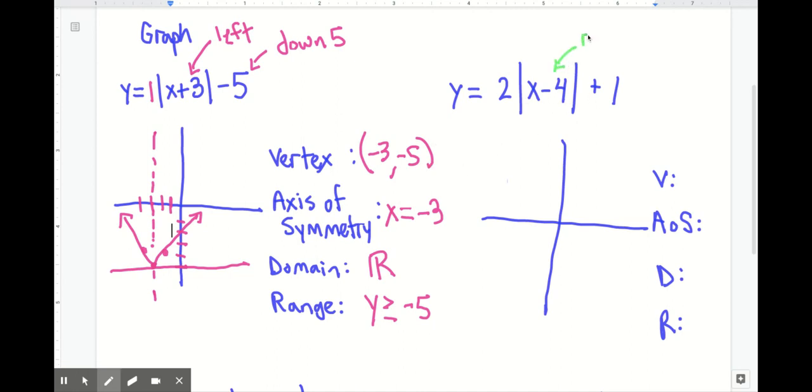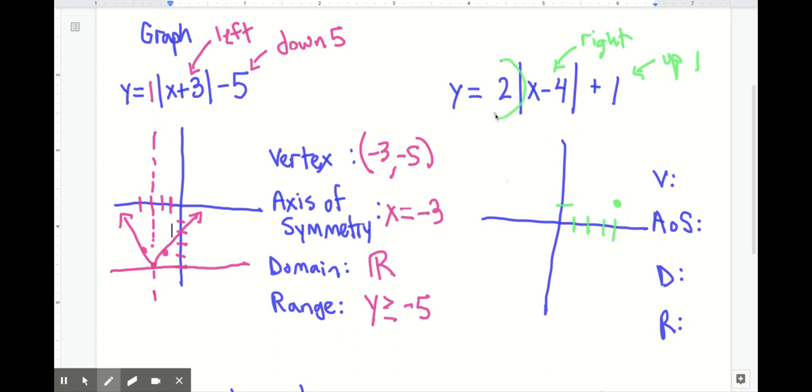This is going to go right 4, and it's going to go up 1. So my first job right here is to go right 4 and to go up 1. So right 4, up 1. Boom, that's where my vertex ends up.